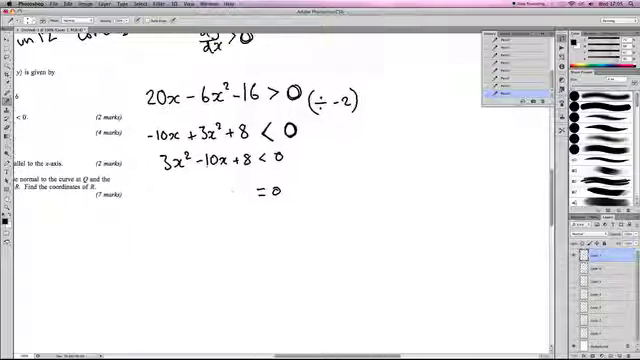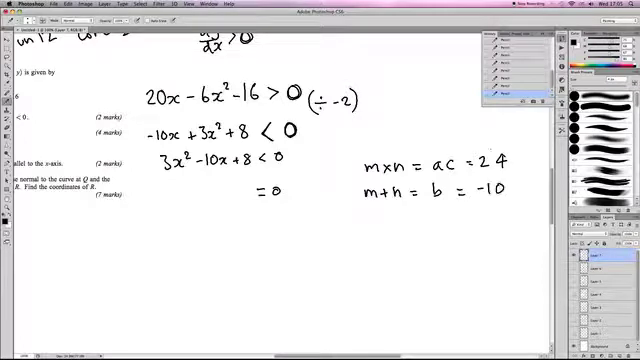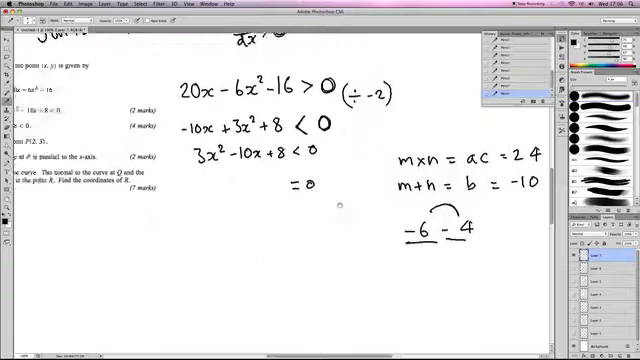So the split method involves finding two numbers that times to make AC, but also add together to give you B. So A and C give me 24, and B is just minus 10. So I need two numbers that times to make that. Just because this is positive and that's negative, I think I have double negatives, and I think the answer is 6 and minus 4. So times them together, you get 24, add them together, you get minus 10. So perfect.